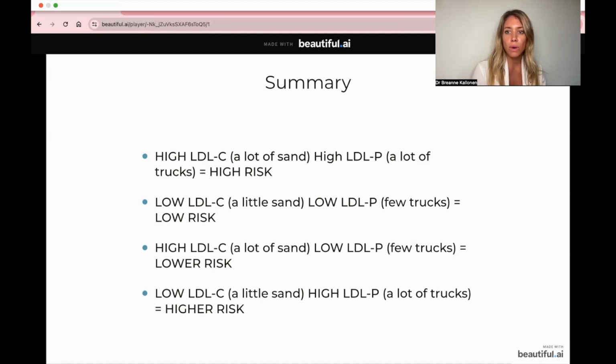If you have low LDL, little sand, but you have high particles, a lot of trucks, that's actually a higher risk. So the patients that have been told that their LDL is great, it looks normal, they could still actually be at high risk if we're not also looking at the particle sizing. So we're missing patients. We're telling them that they're not at risk when they are. And the same thing is, we're telling patients who have a lot of cholesterol, but it's only carried around in a few trucks, that they're at higher risk when they're actually not. And I think this is a really great opportunity to understand which patients would actually benefit from a treatment versus others who may not.